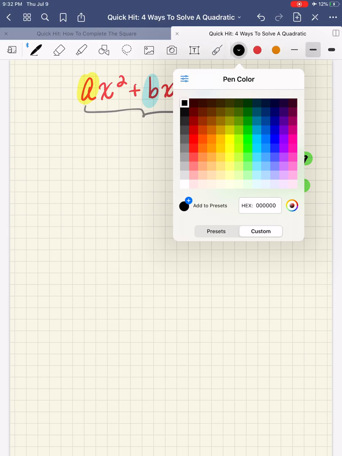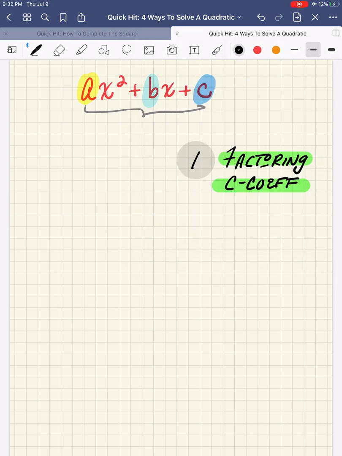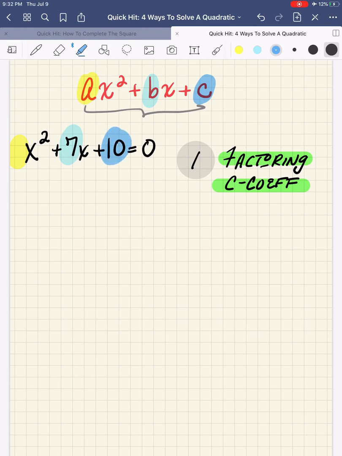To more specifically illustrate this, I'll give an example. So let's have a nice little quadratic here: x squared plus 7x plus 10 equals 0. Well, we can already pretty much derive that my a coefficient is 1 because there isn't anything there, so we can assume it's 1. My b coefficient is 7, and my c coefficient is 10.